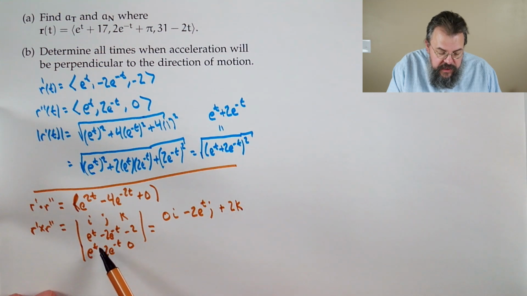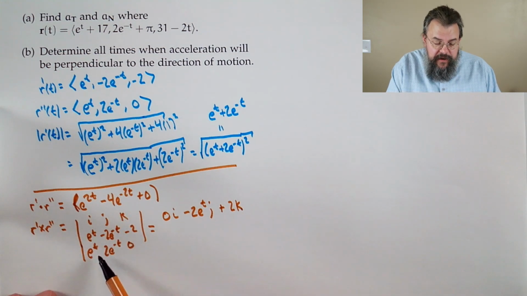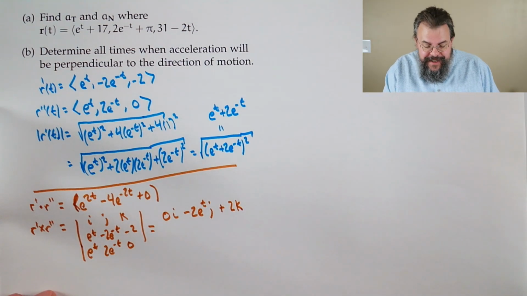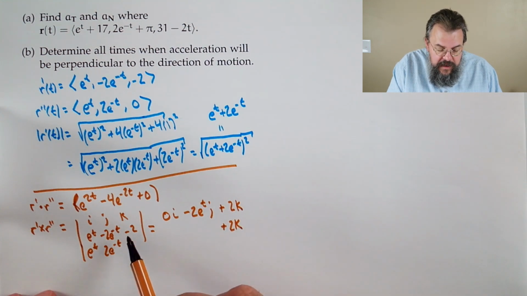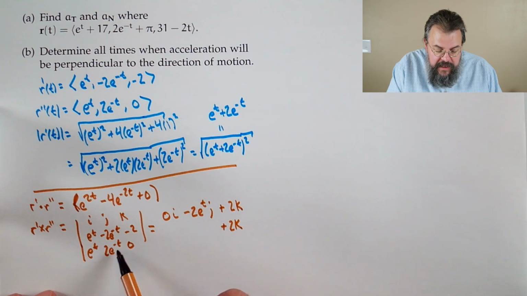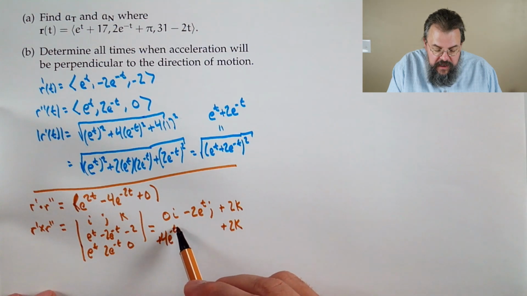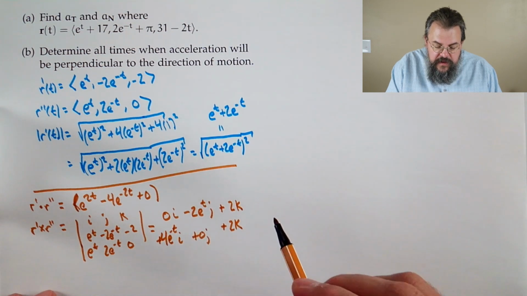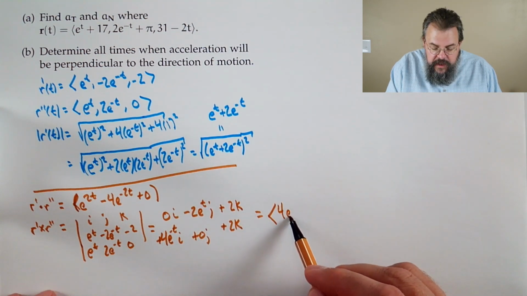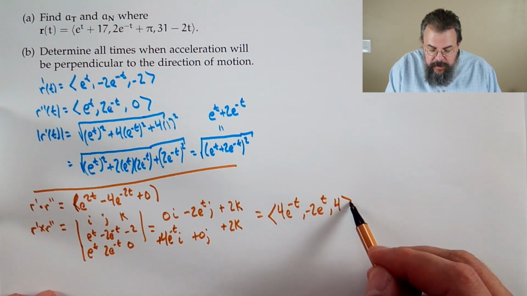Now, in the other direction, e to the t minus 2e to the minus t times k. E to the t and e to the minus t still cancel, so it would normally be a minus 2, but we're going in the opposite direction. Minus minus makes a plus 2. 2e to the minus t times minus 2 times i. Well, that's minus 4e to the minus t, but of course we're subtracting that, so it becomes a plus 4e to the minus t, and 0 times e to the t times j is 0. So we get 4e to the minus t, comma, minus 2e to the t, comma, 4.